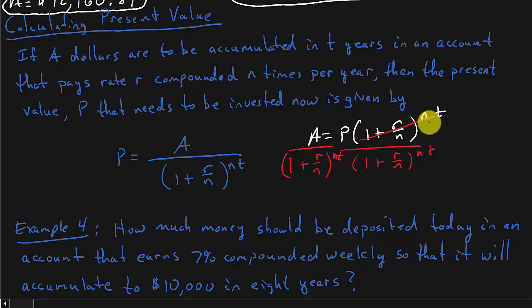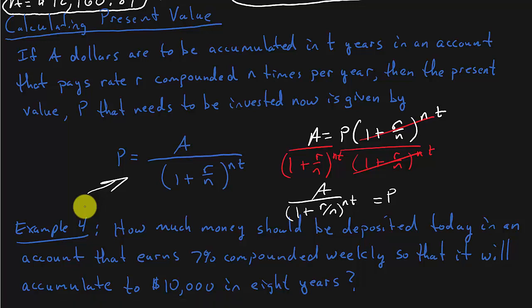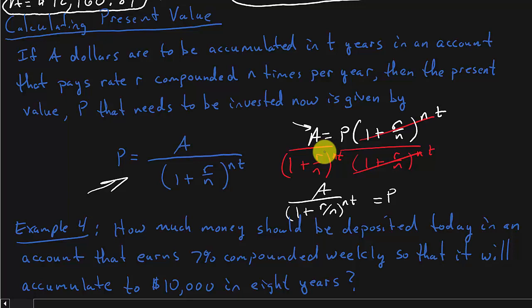Those cancel out, and I'm left with P equals A over 1 plus R over N raised to the NT. That's that formula right there. That's present value. All they're doing in these problems is giving you this future value, how much money you would have at the end of those however many years, and you're finding out how much you would have to deposit right now. That's the present value. That's all it is, so don't get confused with it.